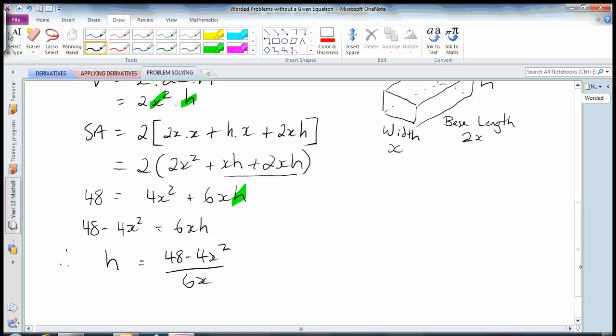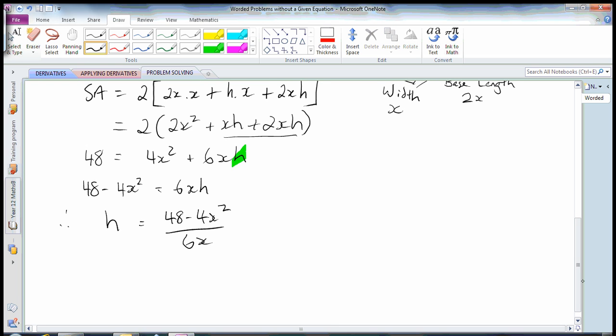And so we've isolated that particular quantity. Now we can even simplify that a little bit further. So if we divide each expression by the 6x, we'll have 8 on x and 2x over 3. So that's just dividing the 48 by 6x and the 4x squared by 6x. So there's our expression for height.